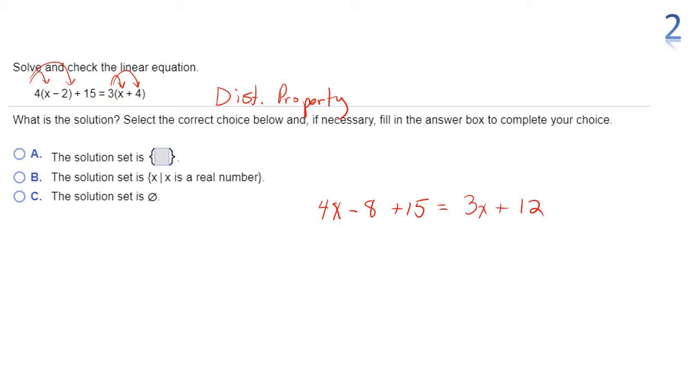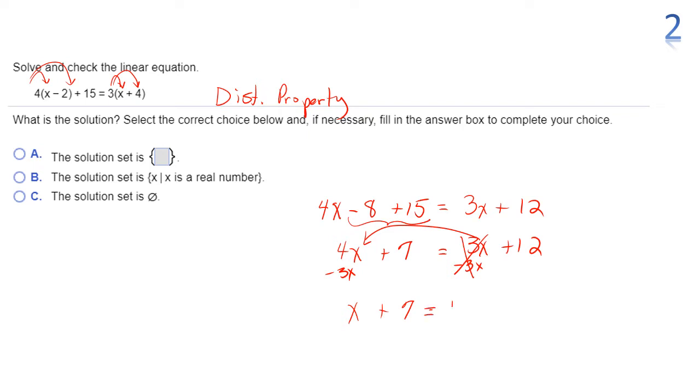Now we have to get x by itself and isolate it. First, I notice I have like terms, so I combine those, bring down the equal sign in a straight line if at all possible. Now notice that I have x terms on both sides of the equation. You want to try to get those on the same side. So I will subtract the 3x, in other words, move it over, and 4 minus 3 will give me 1x.